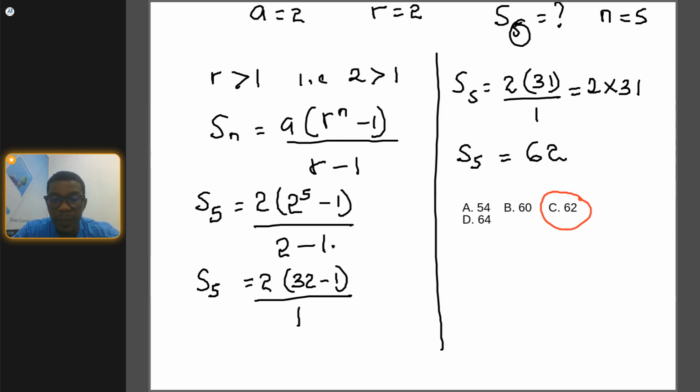The next question. Okay, UTME question 2009. Permit me to wipe the board. So we have this question to solve, UTME question 2009.